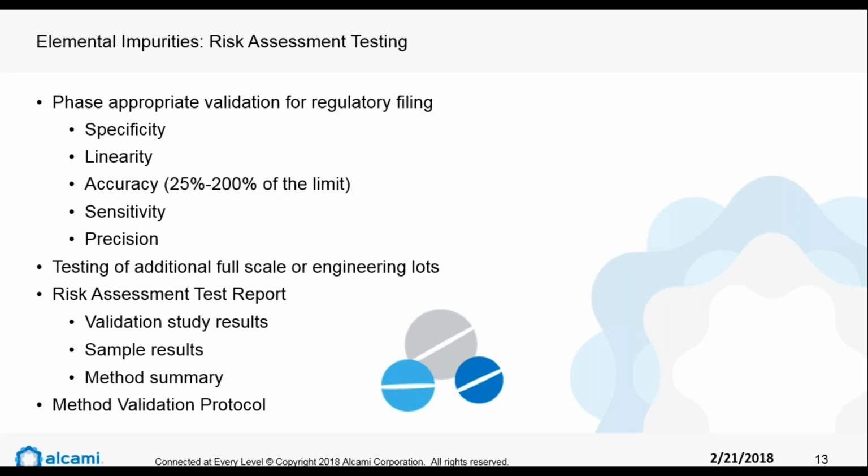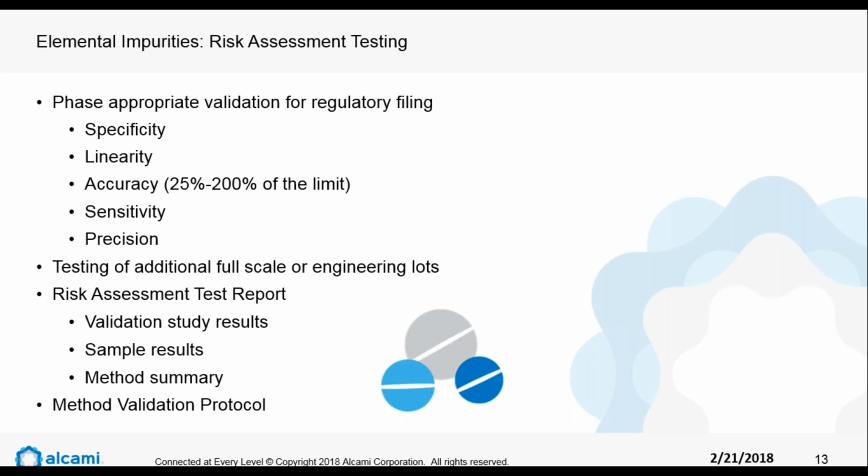So part of the deliverables for this risk assessment testing is going to be done per material. So if you want to do the drug product, the drug substance, and any excipients, each one will have its own risk assessment testing report. And in that report, you're going to get all the validation study results. You'll get the actual elemental impurity results for your samples. And you'll also get a method summary that's going to let you know the details of how the solutions were prepared, as well as the instrument operating parameters and acquisition parameters.